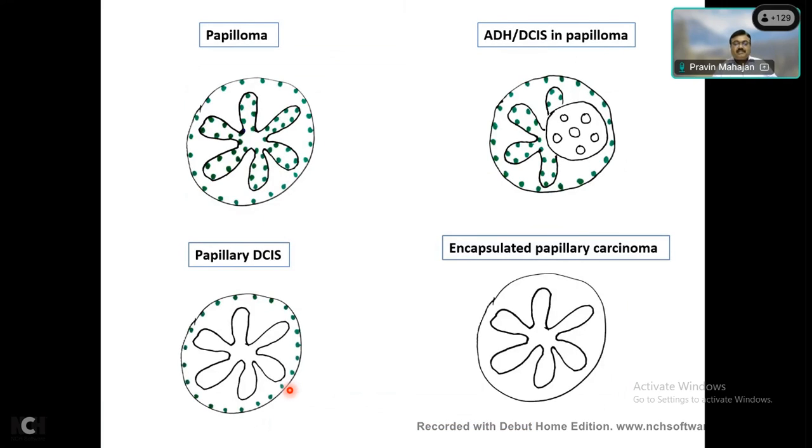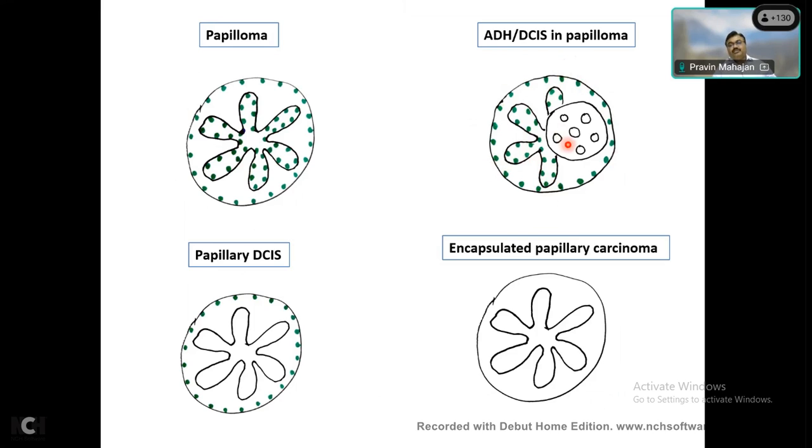So this picture can tell you more about where the myoepithelial cells should be seen. These green dots are myoepithelial cells. In papilloma, these myoepithelial cells are there in the papillae and also in the periphery of the duct, so they are present in both locations in benign lesions. When you have papilloma with ADH or DCIS, you have myoepithelial cells within the papillae which look benign, and myoepithelial cells will also be there in the periphery of the duct.